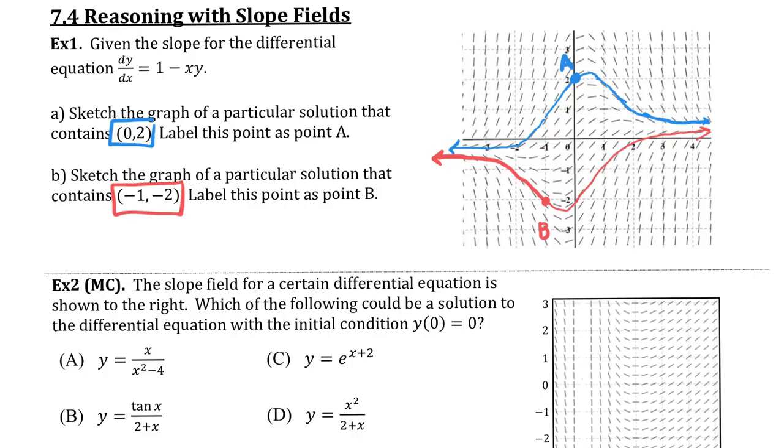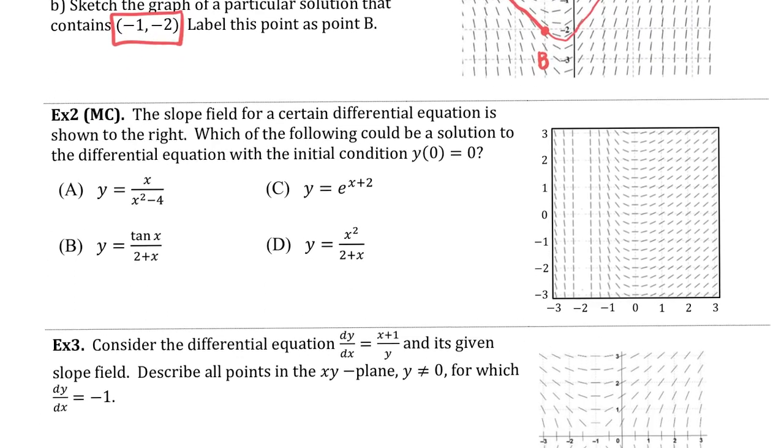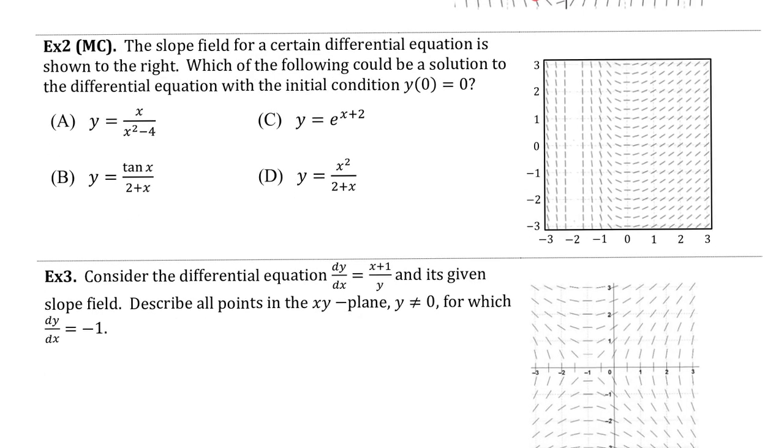Okay, let's look at example 2. Example 2 is a multiple choice question. For example 2, the slope field for a certain differential equation is shown to the right. This is the slope field. Which of the following could be a solution to the differential equation with the initial condition y(0) = 0? So I want to figure out which of these equations matches this slope field.